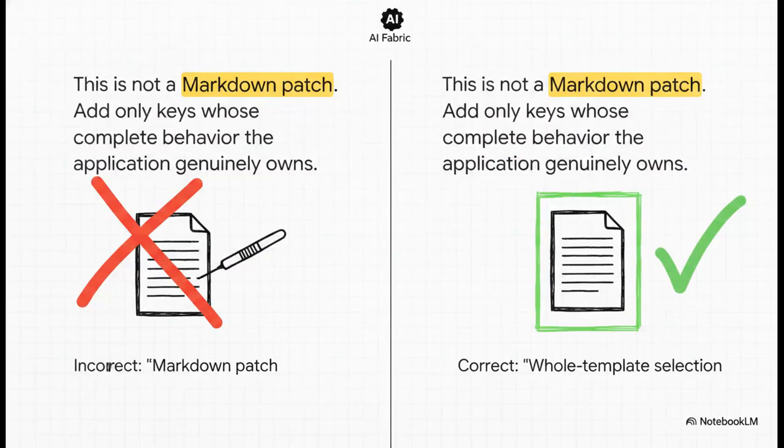Now, I really want to highlight a massive distinction here, so lock this in. AI Fabric uses whole template selection. This is not a markdown patch. You aren't surgically injecting a random sentence into an existing prompt. The golden rule is that the application should only add the resource keys whose complete behavior it genuinely owns. If you don't own the whole template's behavior, just step back and let the framework handle it.